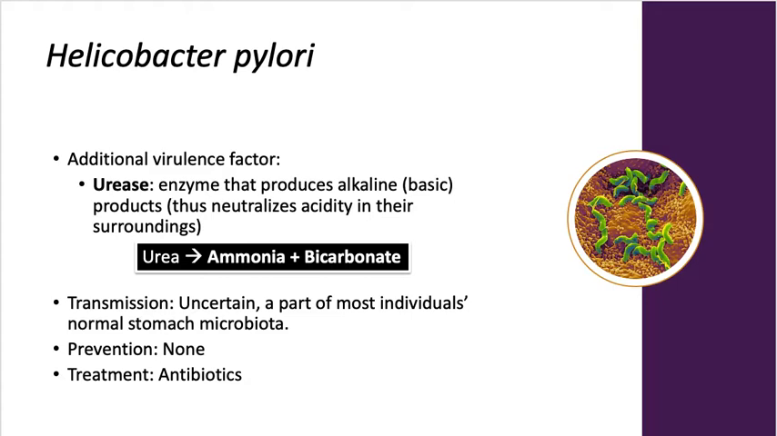So one virulence factor that helps it survive in the stomach environment is an enzyme called urease. And this is one of the enzymes you tested in your gram-negative Enterobacteriaceae tests.